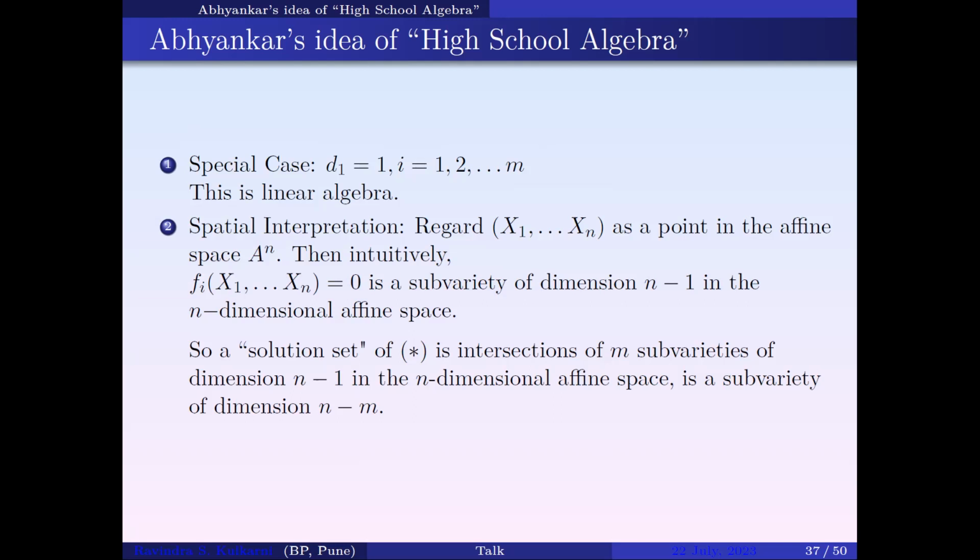Now, in the special case when the total degree is 1, these are linear polynomials. This is the problem of linear algebra. And the special interpretation is this: consider x1, x2, ..., xn as a point in n-dimensional affine space. Then intuitively, fi equals 0 is a subvariety of dimension n-1 in the n-dimensional affine space. In the linear algebra case, this is just a one co-dimensional subspace, an n-1 dimensional affine subspace. And the solution set of the whole system is the intersection of all m subvarieties of dimension n-1.